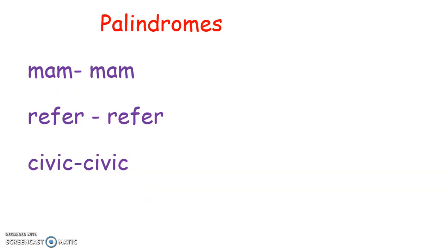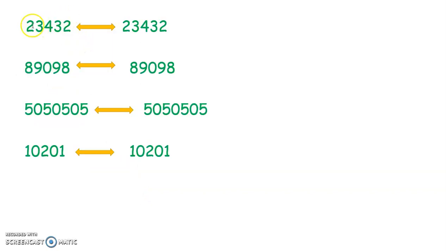So, in math, also we have palindromic numbers. Just have a look over these numbers here. Try writing them in the reverse order. You get the same number here. So, just 2, 3, 4, 3, 2. Now, writing this in the reverse order gives 2, 3, 4, 3, 2. Both are equal. 8, 9, 0, 9, 8.